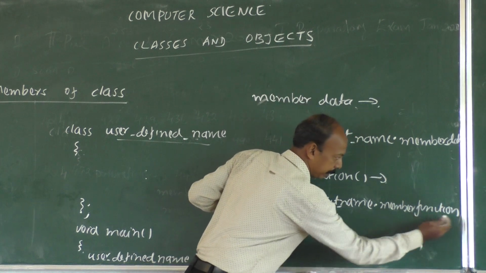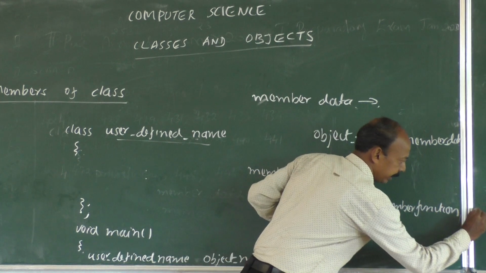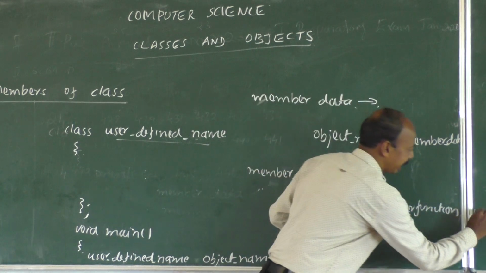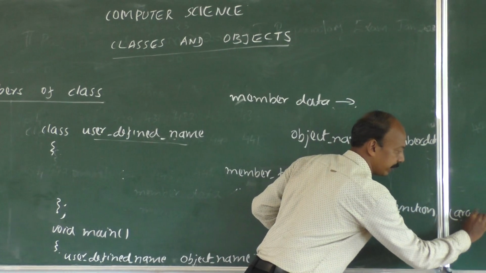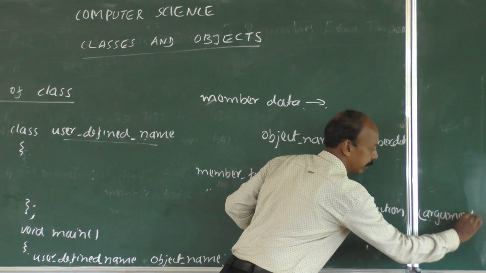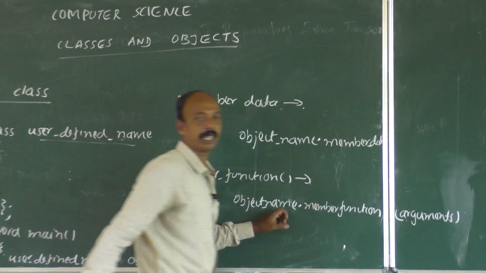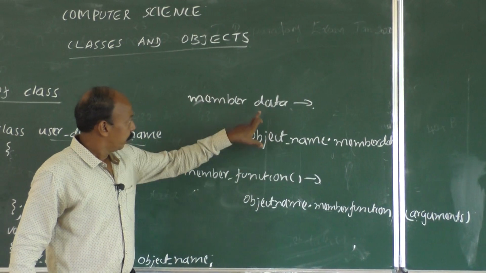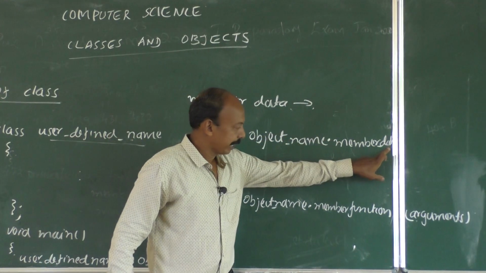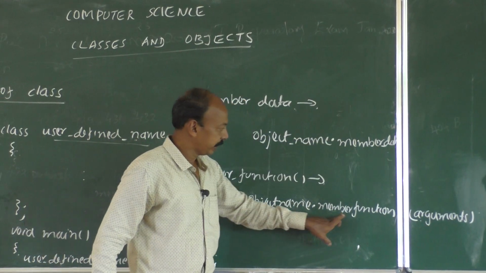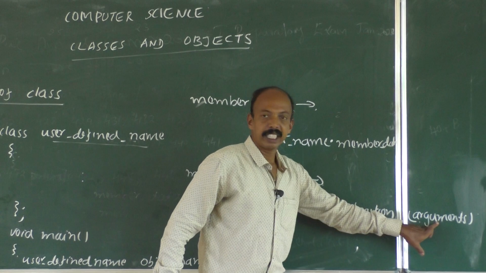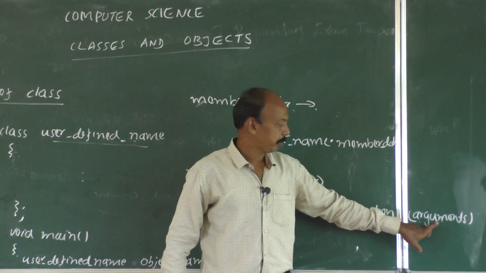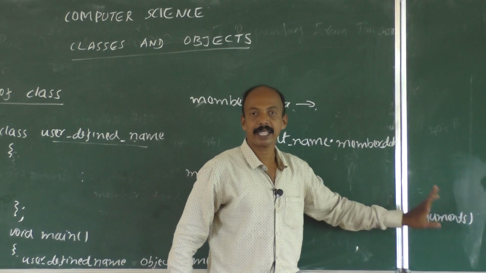Then open the bracket. I will write here, open the bracket, write the arguments here, if at all you have the arguments like this. So for the data we don't have the bracket here, but for the function we have the bracket here. If at all we have arguments, they have to be written inside the bracket.